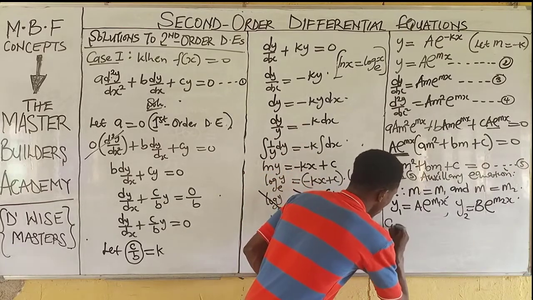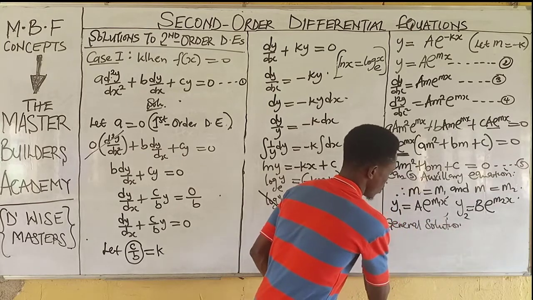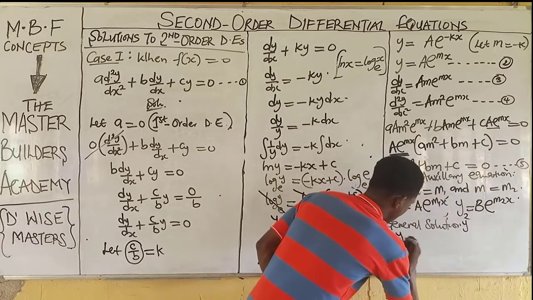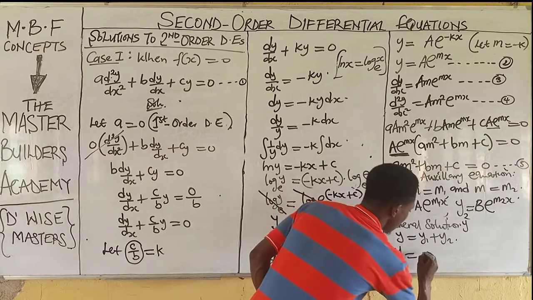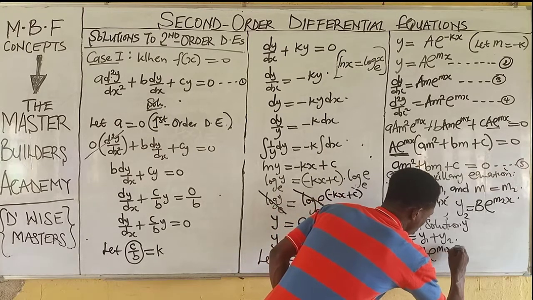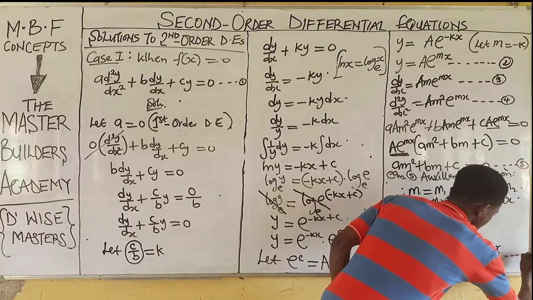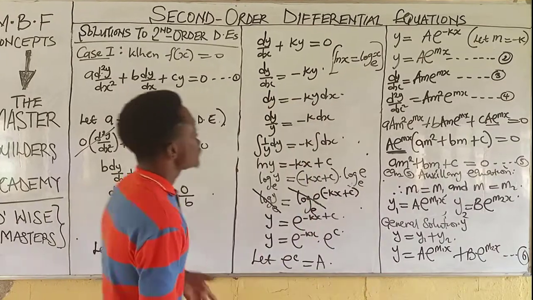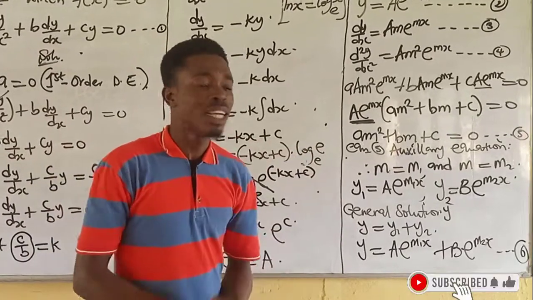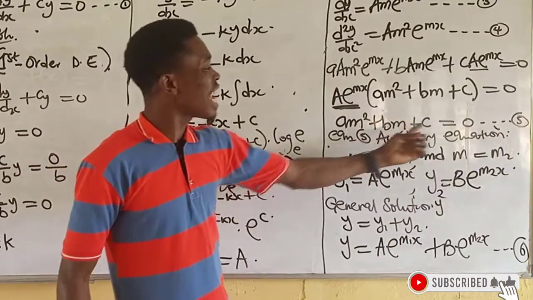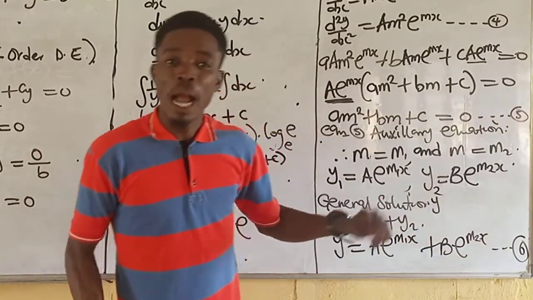Therefore, the general solution: y is equal to y1 plus y2. Finally, y is equal to, what is y1? a e^(m1 x) plus b e^(m2 x). This is equation 6. So guys, from what we have here now, we have successfully deduced the auxiliary equation, which happens to be equation 5, and the general solution, which happens to be equation 6.